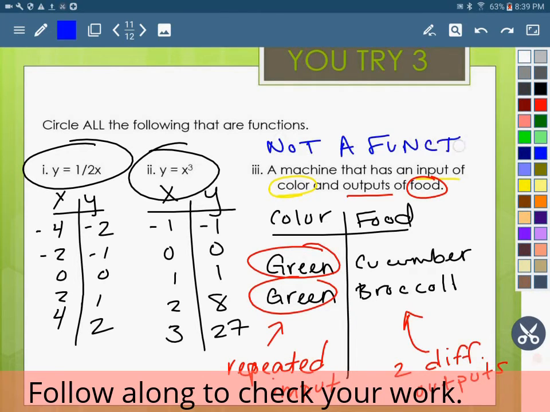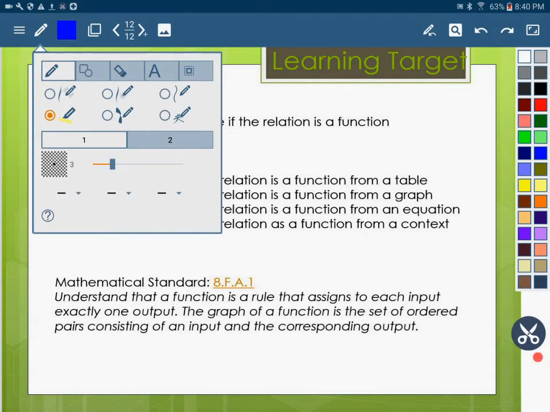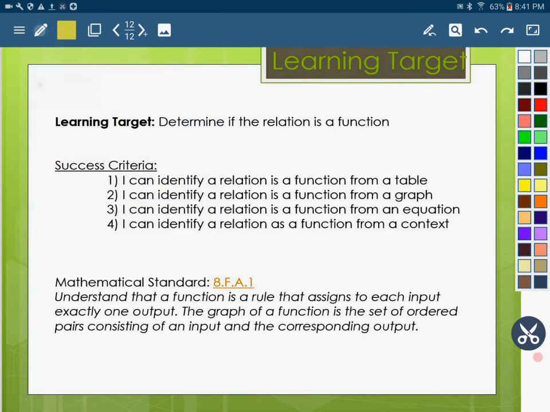All right, so that's just about it for us today. Please make sure that you review your learning target and success criteria. Your learning target today was that you could determine if a relation is a function. And by doing that, you should be able to identify if a relation is a function from a table, a graph, an equation, or a context.